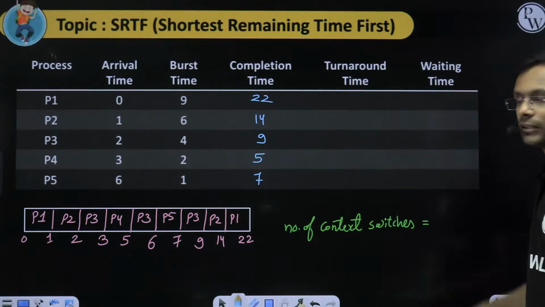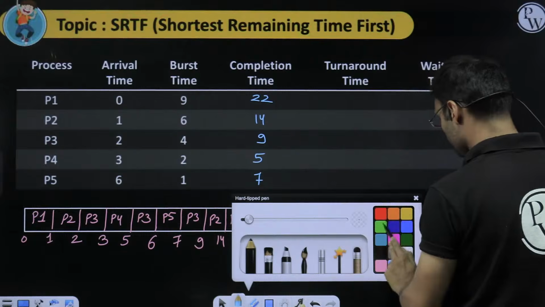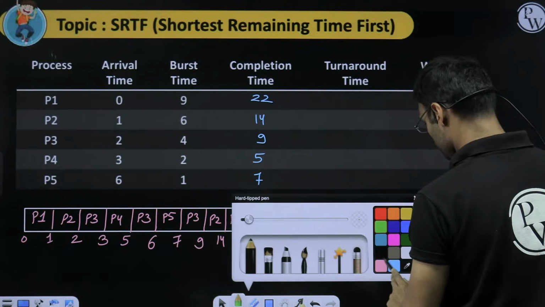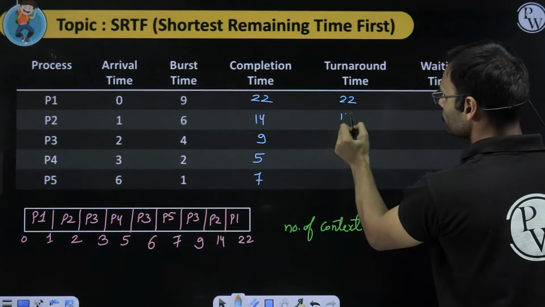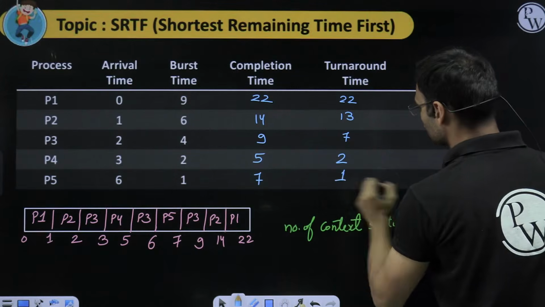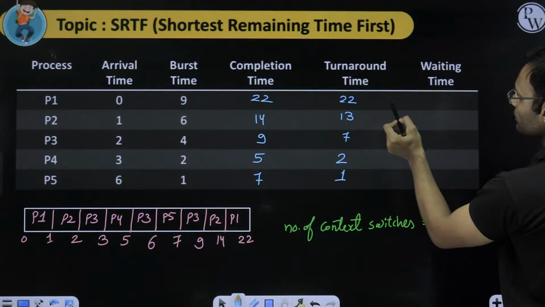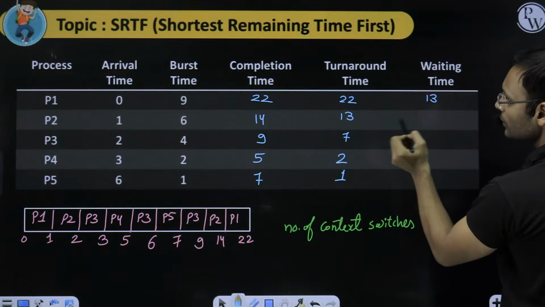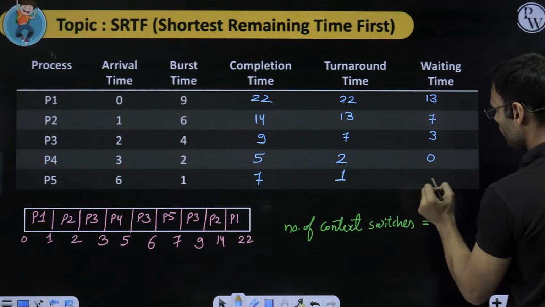No, never. Turnaround time. Okay, turnaround time is what? Completion time minus arrival time. 22, 14, 9, 5, and 7 minus 6, 1. Waiting time is turnaround time minus burst time. 13, 7, 3, 0 and 0.